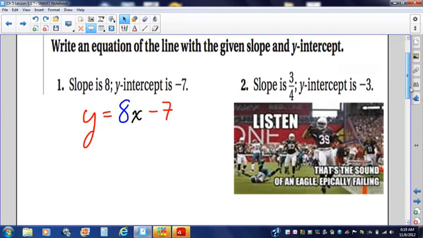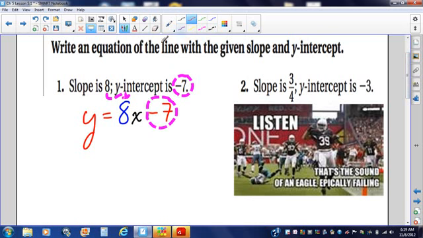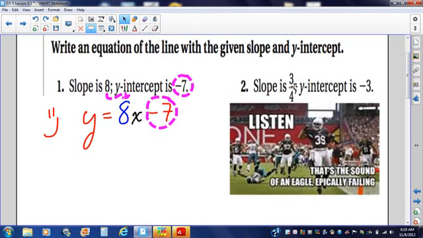Alright, you should have on your paper for problem number 1 here, y equals 8x minus 7. How'd I get it? 8 is my slope, so it touches the x. -7 is my y-intercept. There's my -7. Did you get it right? Alright, good job. Let's try this one. The slope is 3/4. The y-intercept is -3. Write me an equation in slope-intercept form for a slope of 3/4 and the y-intercept of -3.